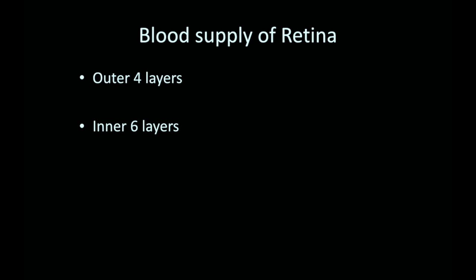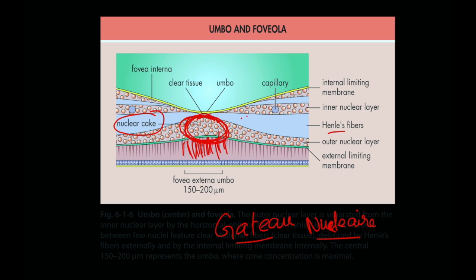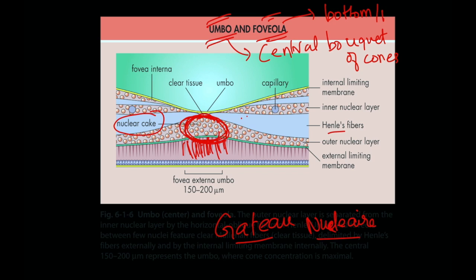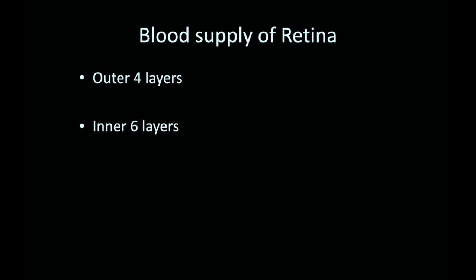And one important point to understand here is the umbo. The umbo is also called the central bouquet of cones. The central bouquet of cones. And foveola is called the bottom or tip of fovea. Okay. So with these points, I would like to go to the blood supply of retina.